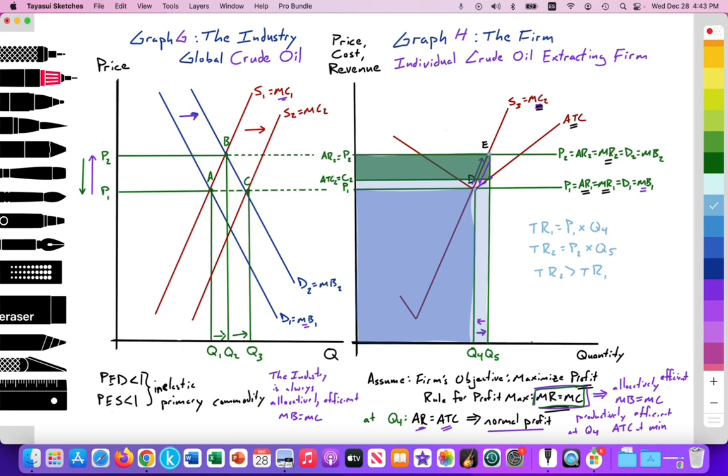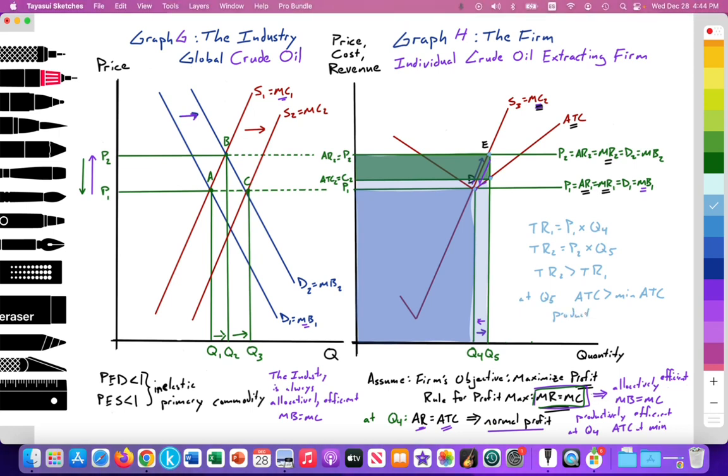But at Q5, we notice that their costs on average have increased, that the ATC at that point is greater than minimum ATC. So the individual firm is productively inefficient, but the individual firm is still allocatively efficient. At point E, marginal benefit equals marginal cost.